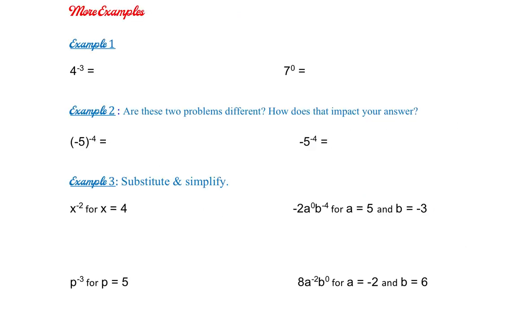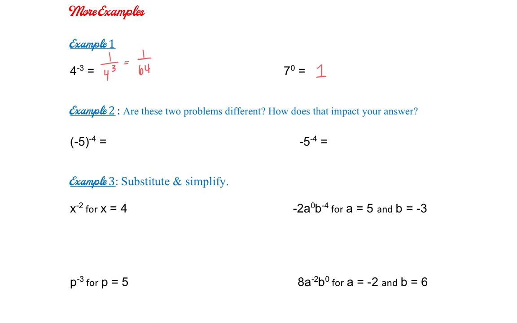All right, we have some more examples here. Example 1, 4 to the power of negative 3. Remember, we need to make it positive. Change your exponent. In order to do that, we put it in the denominator. So 1/4 to the power of 3. 4 to the power of 3 is 64, so 1 over 64. And then for our next one, remember, anything to the power of 0 is always 1. So 7 to the power of 0 is 1.